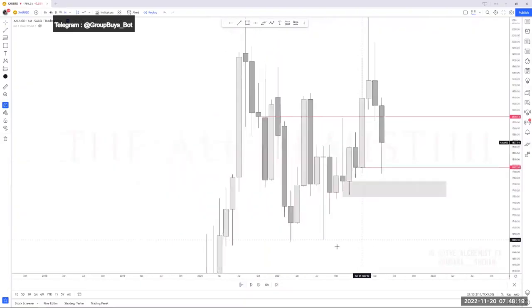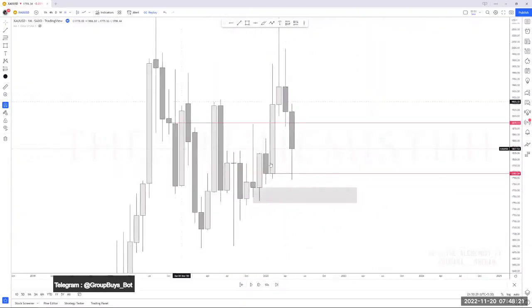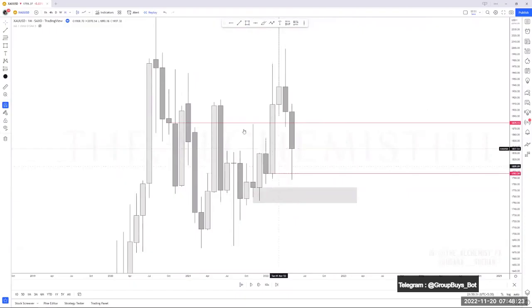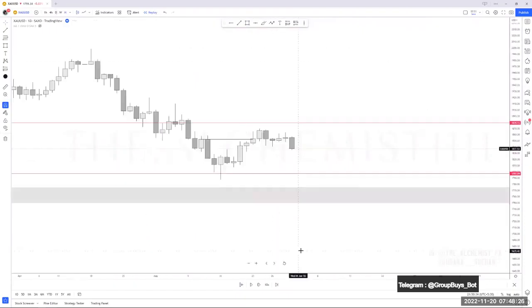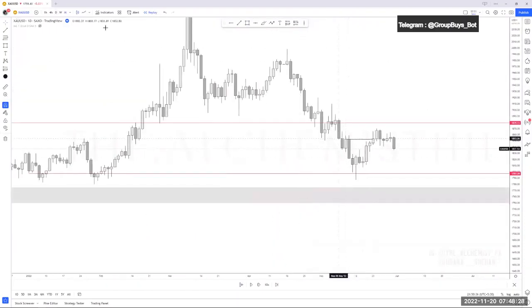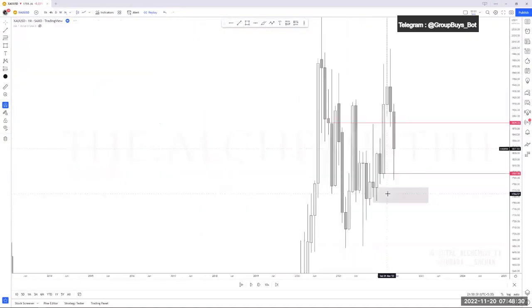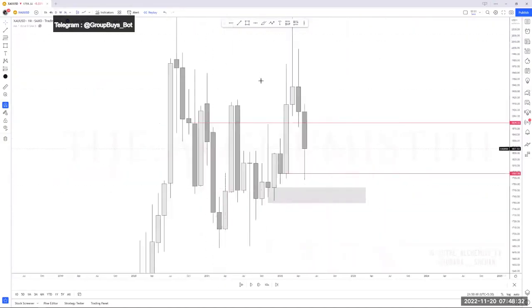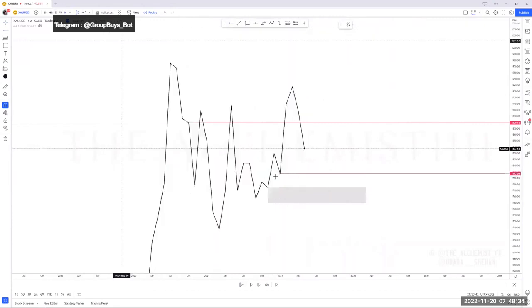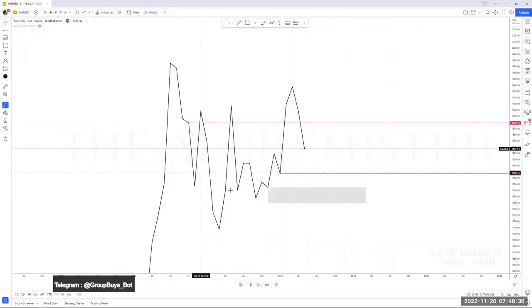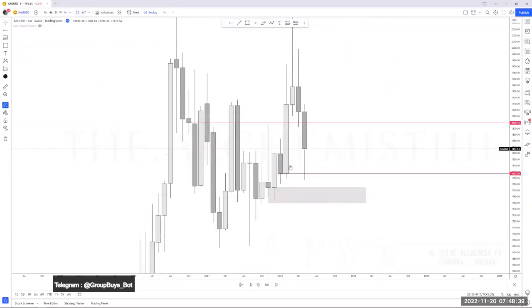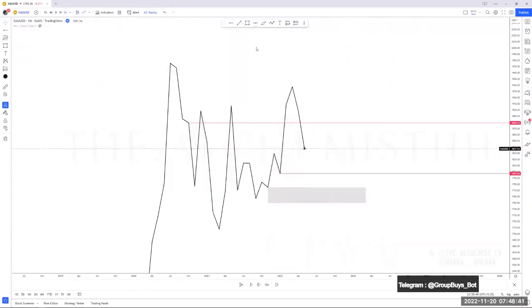Monthly closed where? Monthly has closed above the monthly. Okay, so which means daily has broken structure right here. So which means, what's your next thing? What's your next zone? The next monthly level from here to here. See that? Because why? Where are the next spikes on the monthly?